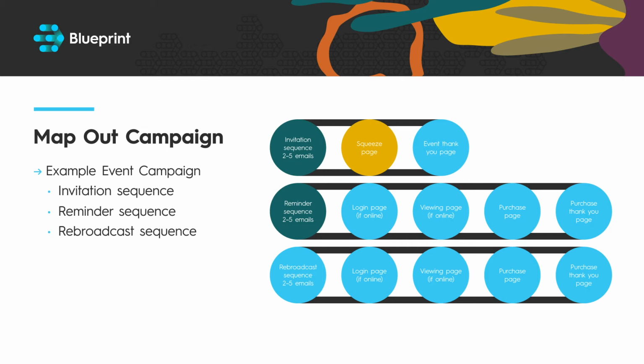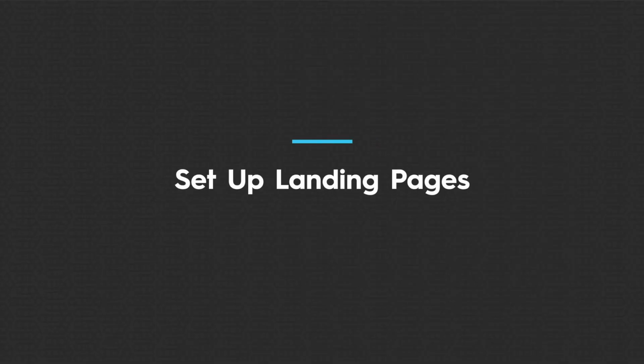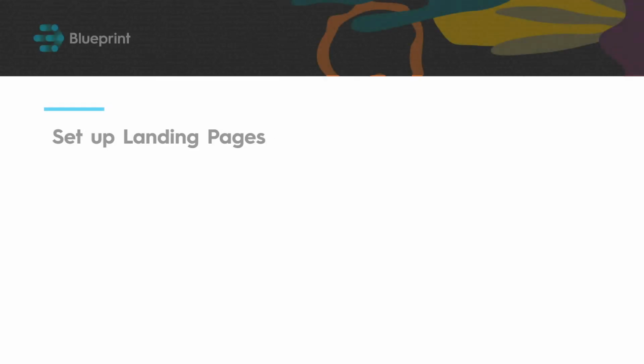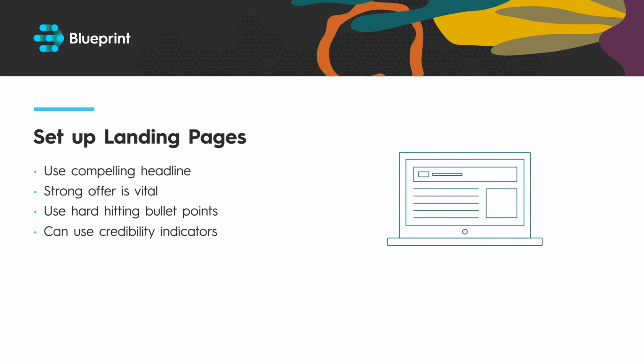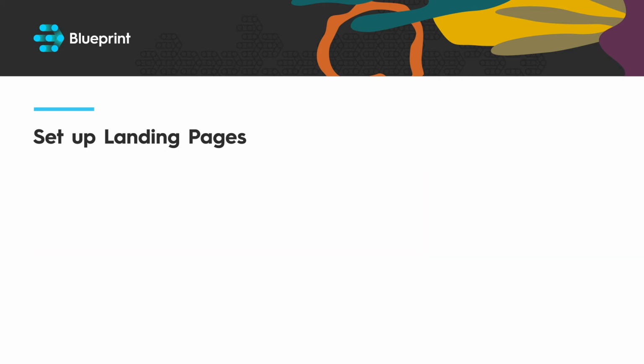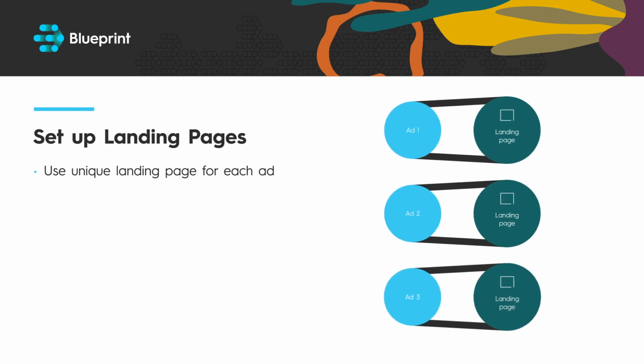Once you've mapped out your campaign, we want to develop our landing pages. The elements that have the greatest impact on your landing page results are your headline, offer, bullet points, credibility indicators, and your hero image. The credibility indicator is more important on a sales letter versus a simple landing page for lead generation. When setting up your landing pages, use a separate landing page for each ad that you're running so you can track which ad produces the best results.